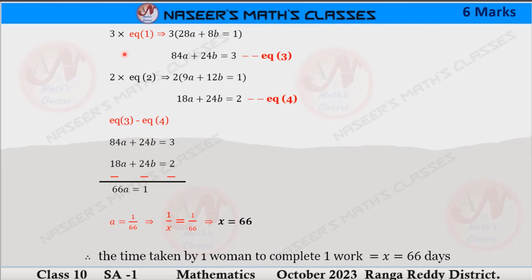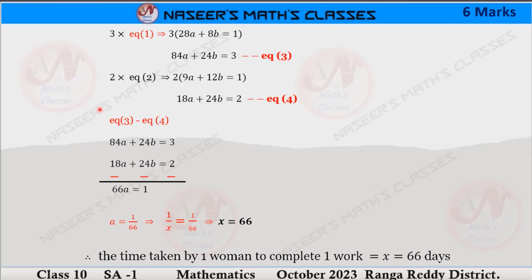To solve the above two equations, we have to multiply equation 1 with 3. Then we can write it as 3 times 28a plus 8b is equal to 1. By multiplying 3 into 28a, we get 84a plus 3 into 8b as 24b and 3 into 1 as 3. Let this one be equation 3.